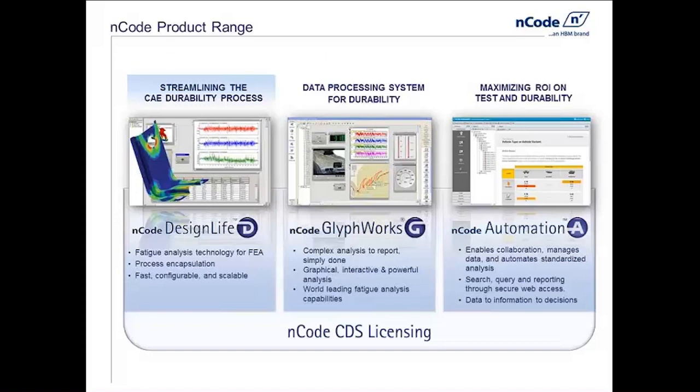The nCode product range, currently today, is 3 products. There's GlyphWorks, which is a tool that looks at measured data and allows you to graphically and interactively analyze and characterize it. There's Automation, which is a web-based data management tool that manages, again, measured data. And finally, today, our focus is going to be on DesignLife, which utilizes FE results to do upfront fatigue predictions.